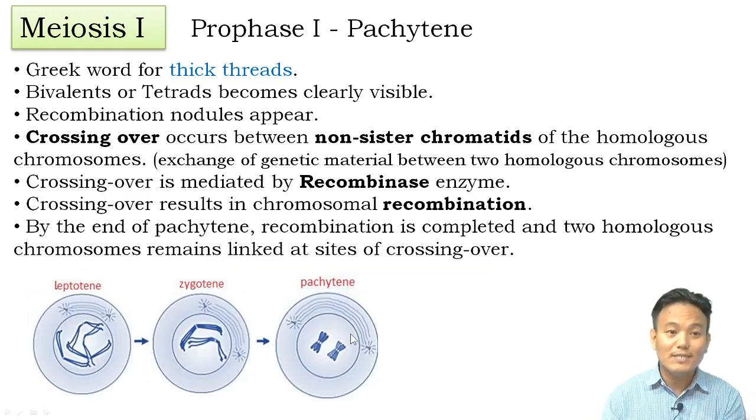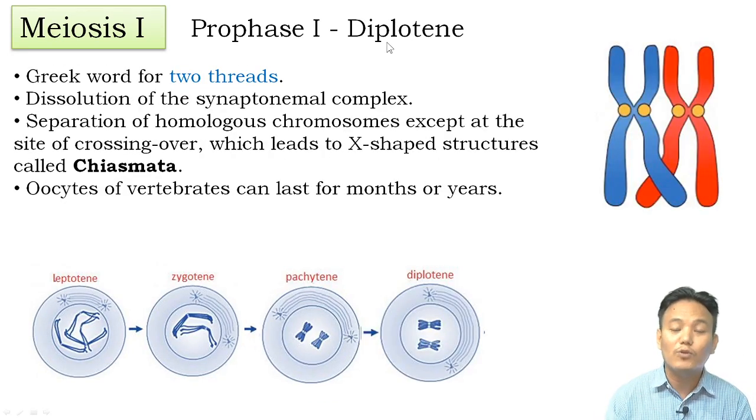So the next stage after pachytene is diplotene. Diplotene is a Greek word. It means two threads. Diplotene means two threads.